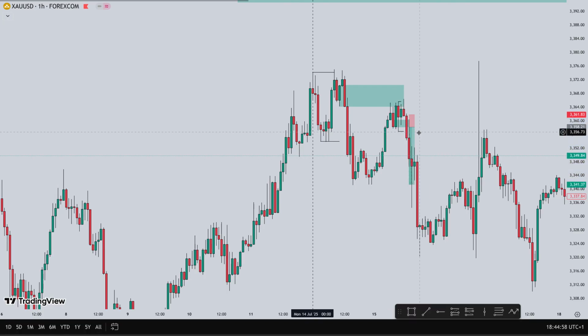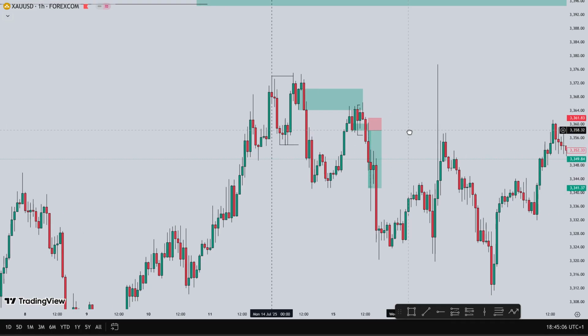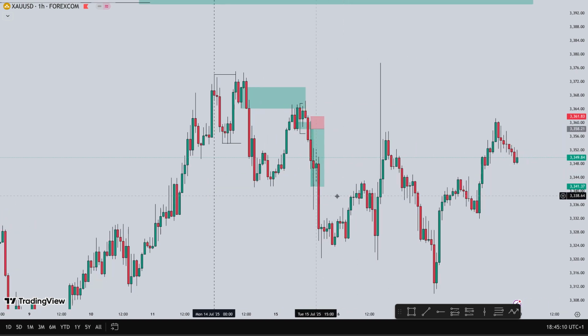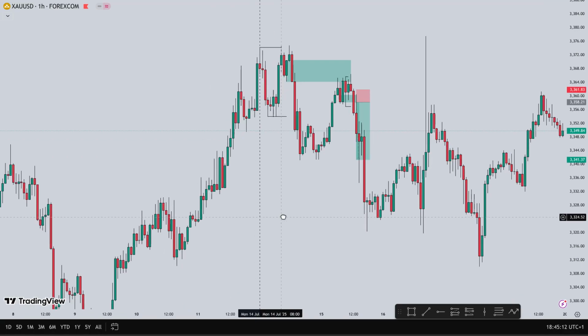So as you can see, my entry is here, and this gave me a good 4-hour trade, more than 4 hour. This is 4.65, a good 4-hour trade actually. So price kept dumping, you see this price dump.